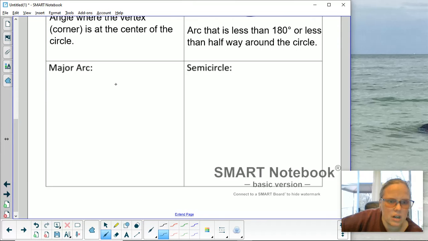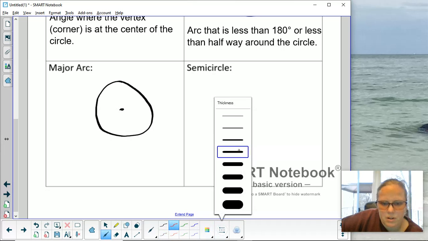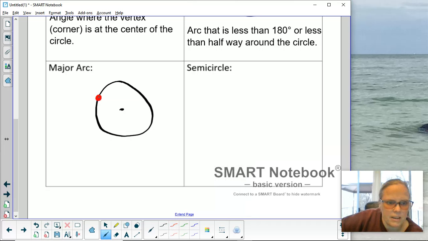All right, major arc is the opposite of minor arc. This one again is an arc, but it is more than halfway around the circle. So if I chose those same 2 points like I had before, I would not connect it up above here because that's halfway or less than halfway around. I want more than halfway around the circle. So this would be my major arc.